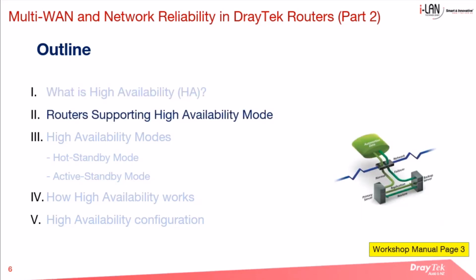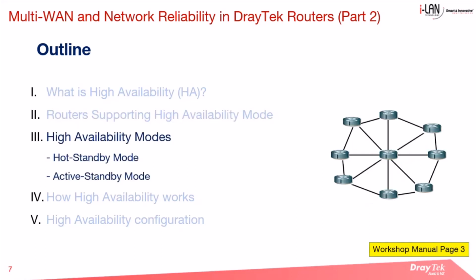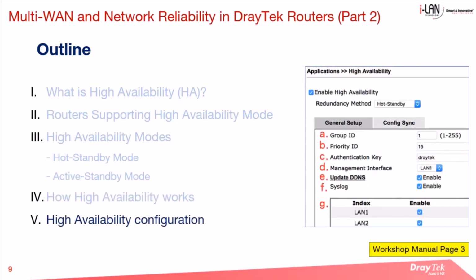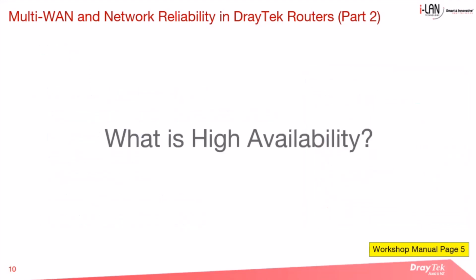Then we look at the routers supporting high availability mode. We'll look at two different high availability modes, which are hot standby and active standby. Then we'll go through how high availability works, and then we go to the hands-on exercise. Okay, let's start looking at what high availability is.